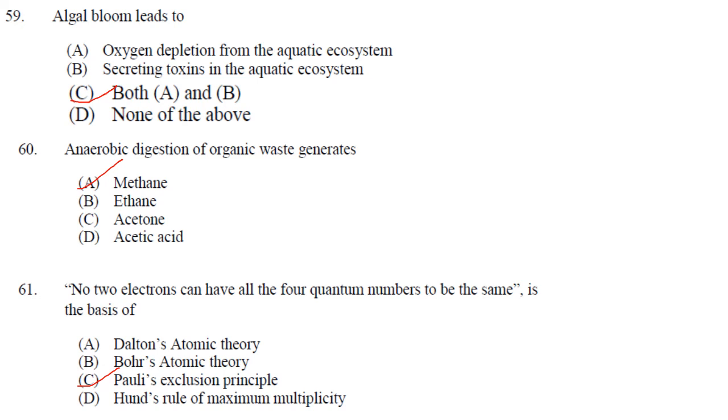No two electrons can have all the four quantum numbers the same. It is the basis of Pauli's exclusion principle. Answer is option C.